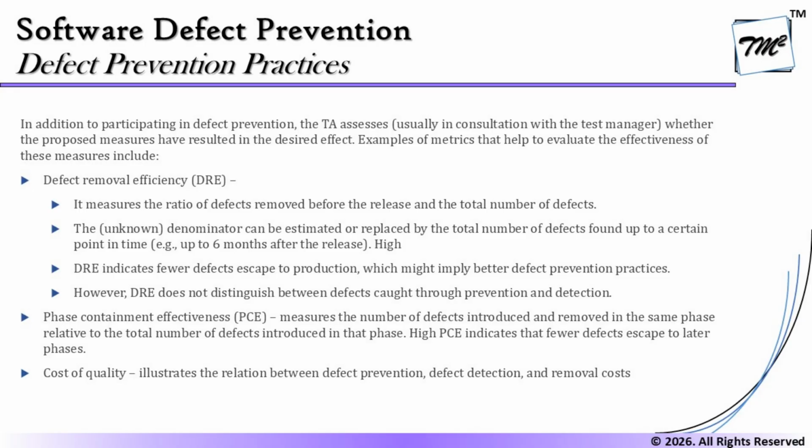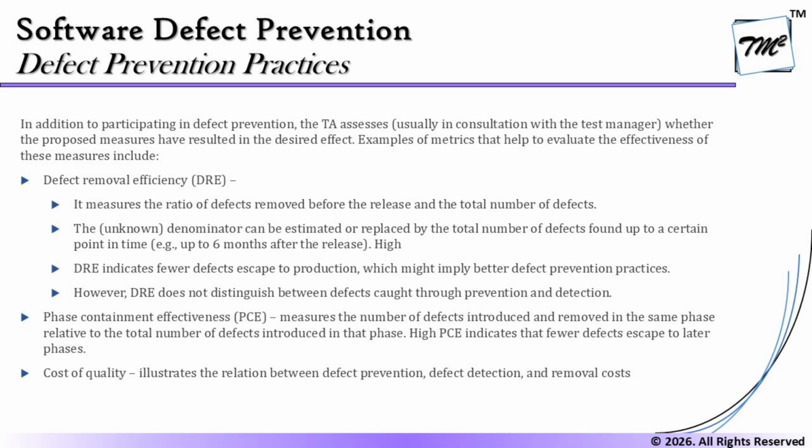Similarly, high DRE indicates fewer defects escape to production, which might imply better defect prevention practices. So the higher it is, the better it is. However, DRE does not distinguish defects caught through prevention and detection. So DRE will not help you identify how many defects were identified by prevention or detection, but the point is the more defects you identify, the better the process, the better the effectiveness of your activities.